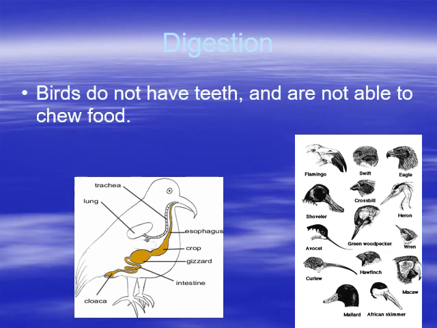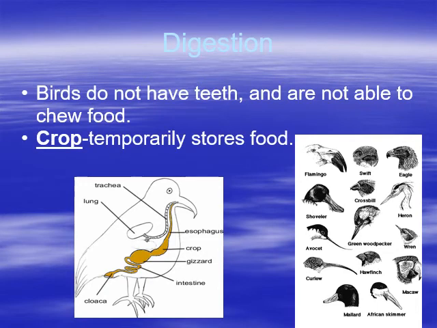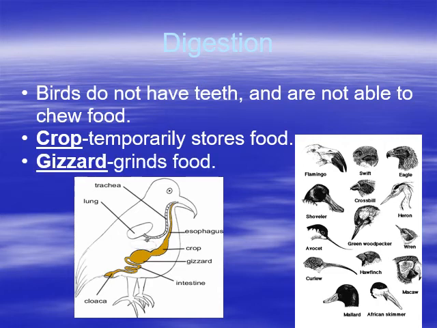When we look at bird digestion, it doesn't start with really chewing. Birds don't have teeth. They're not able to chew food. But what they do have is something called a crop, which we can see in the diagram down below. This is where food is temporarily stored. Then it moves to the gizzard further down the digestive system, which is where the food's going to be ground up. Some birds are actually going to have small teeth in the gizzard that will grind up the food.